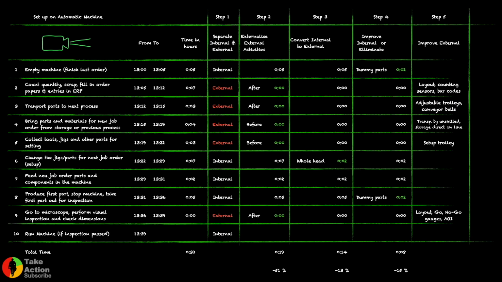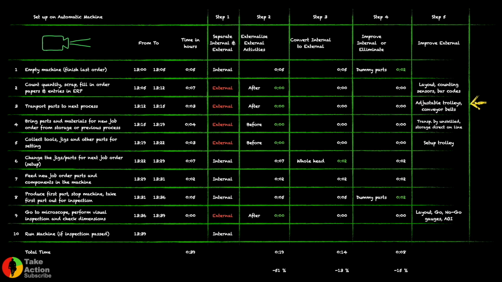The next activity is activity number 3, in which the finished job order is being transported to the next process. So this is taking some time. Here we can brainstorm with the team on how we can make it quicker and easier. Do we need adjustable trolleys? Will that help in this particular case?